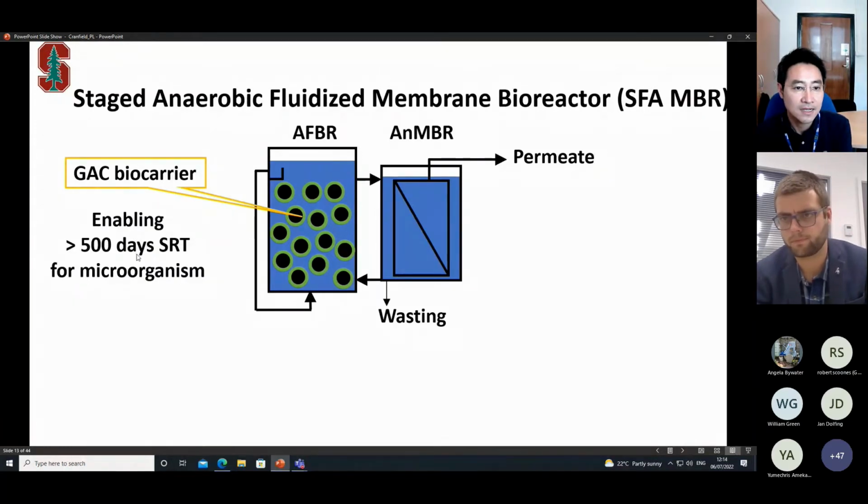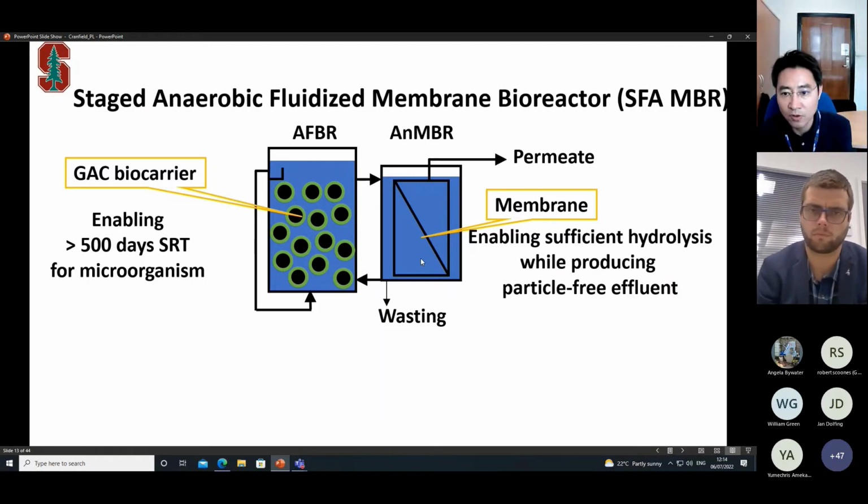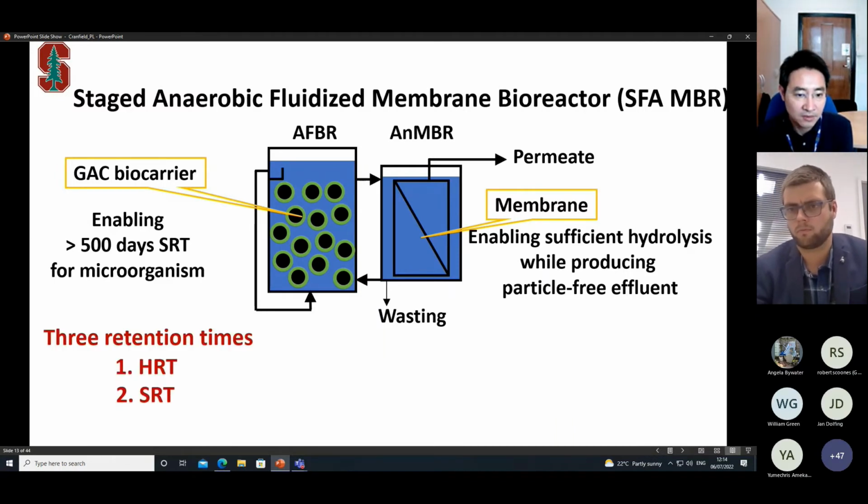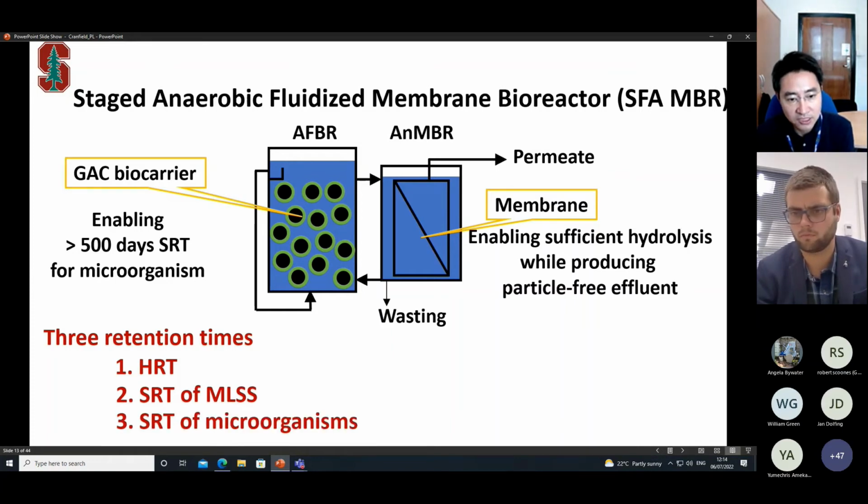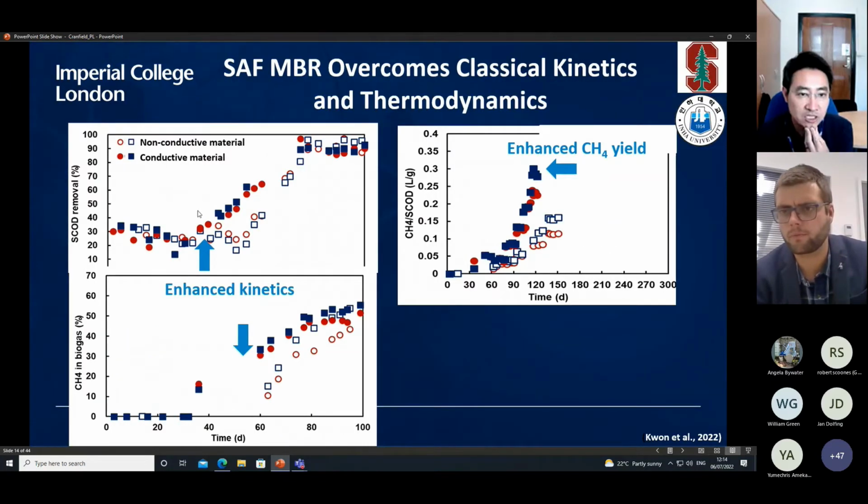Then the good thing about the GAC is that it can retain a long SRT for the biofilm, and the membrane can get a really good effluent quality. They can also retain the solids, so you have good hydrolysis and removal, and then you can decouple HRT and SRT in different ways. Of course, you have HRT differently, and SRT for MLSS, that's where you do hydrolysis. And then for the biofilm, you can do a little bit of the methanogenesis part, so that you can decouple SRT in this way. Right, so you can see the batch and continuous lab scale results.